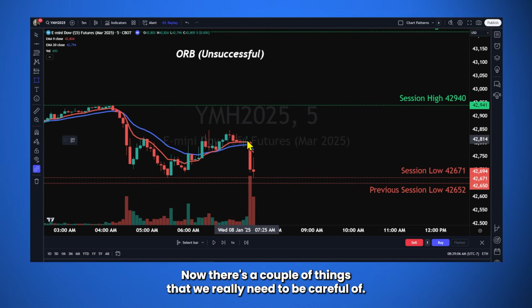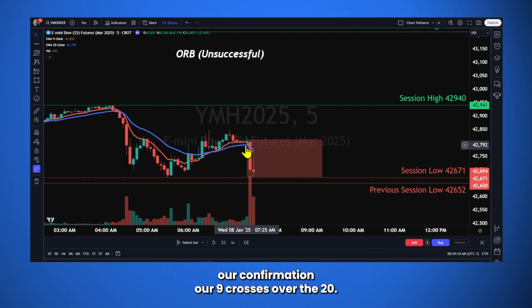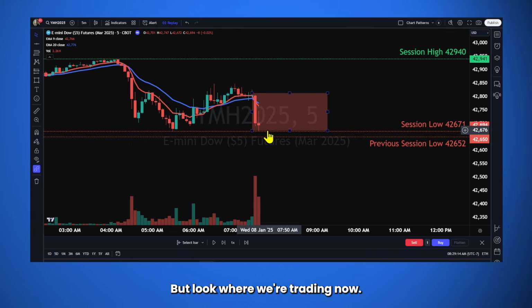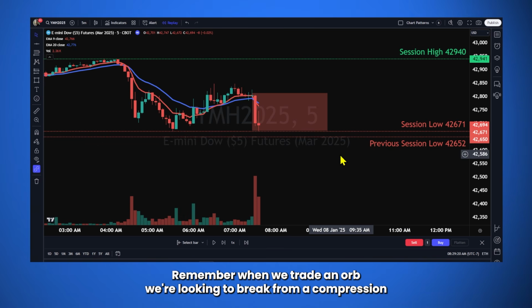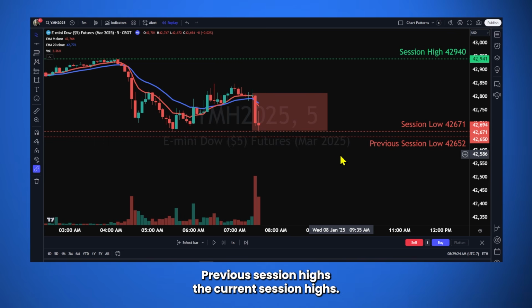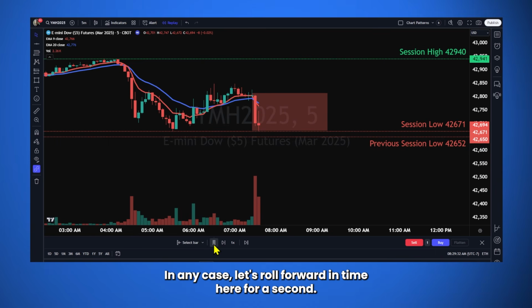Now, there's a couple of things that we really need to be careful of. Number one, you can see that we get our crossover, our confirmation. Our 9 crosses over the 20. But look where we're trading. Now, you can see the price is trading right down near our potential profit targets. Remember, when we trade an ORB, we're looking to break from a compression to those external targets, those previous session highs, the current session highs. Those are what we're looking to go to, not necessarily what we're looking to break through. In any case, let's roll forward in time here for a second.